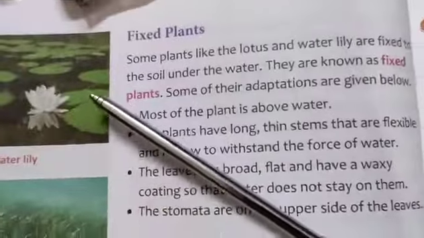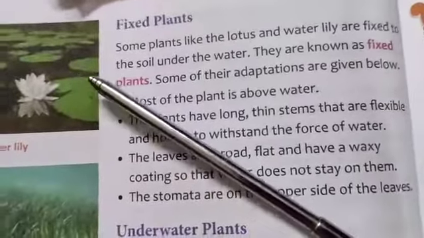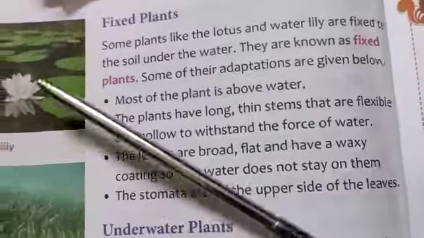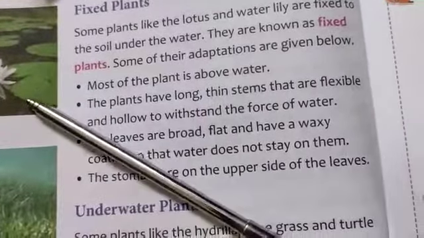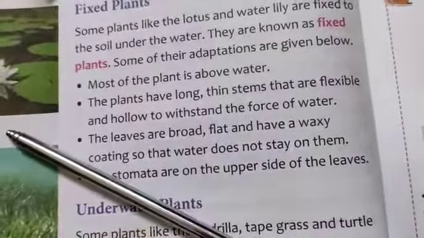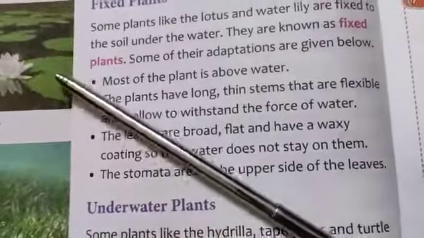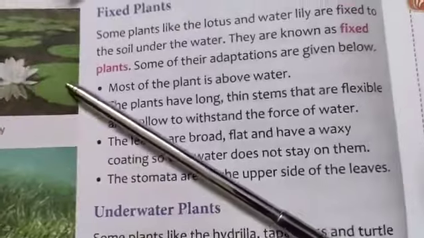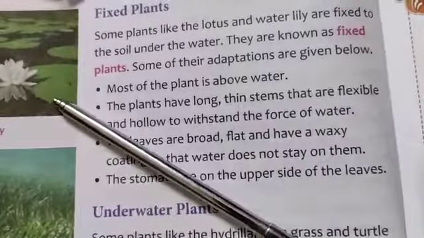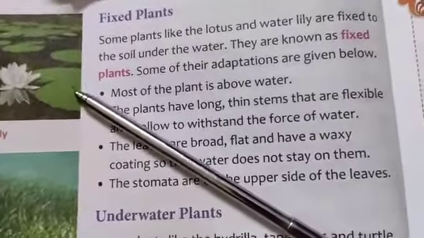Have you seen the lotus leaf? They are very wide. Why? So that they can easily stay on the water and the water does not accumulate on them, so they have a waxy coating, and the stomata are on the upper side of the leaves for the leaves to breathe.